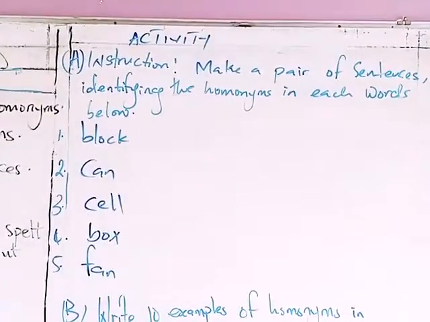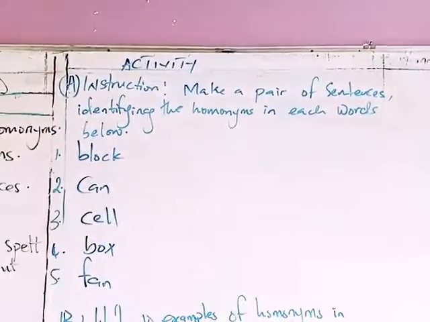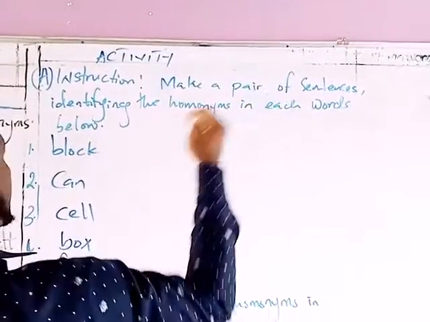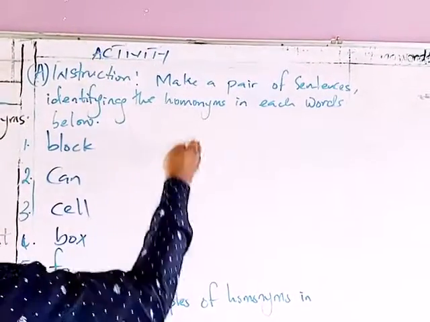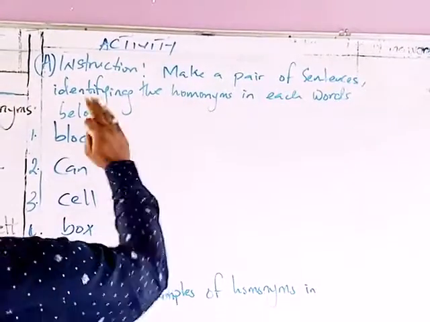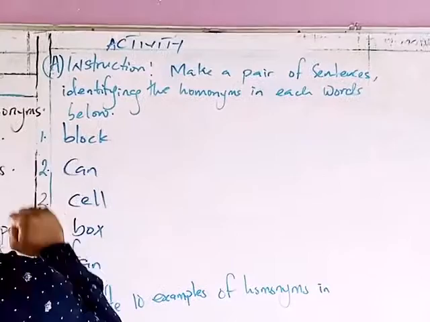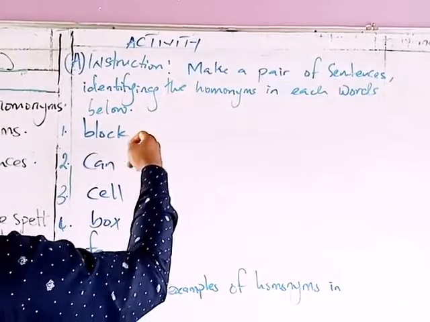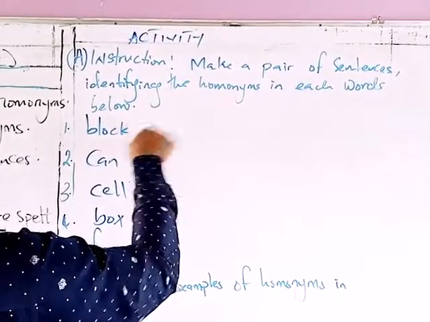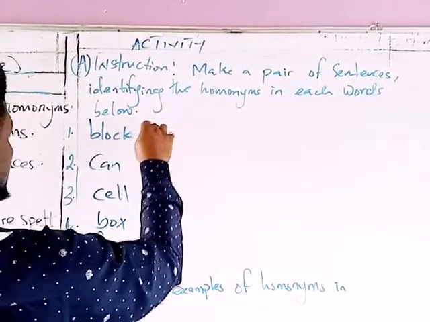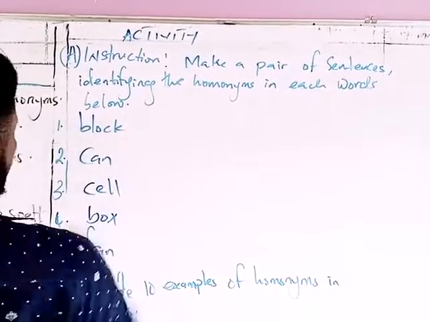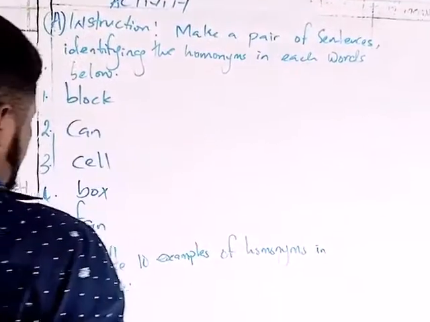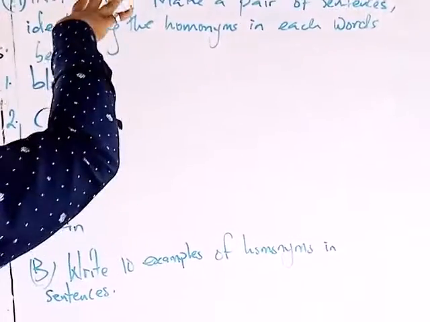Now, here's an activity for you. We have activity A and activity B. The instruction in activity A says, make a pair of sentences identifying the homonyms in each word below: block, can, sell, box, fan. So you identify the homonyms, make 2 sentences to show the differences in the meaning of each word. 2 sentences here, 2 here, 2 here, 2 here. So I'm expecting 10 sentences altogether under question A.